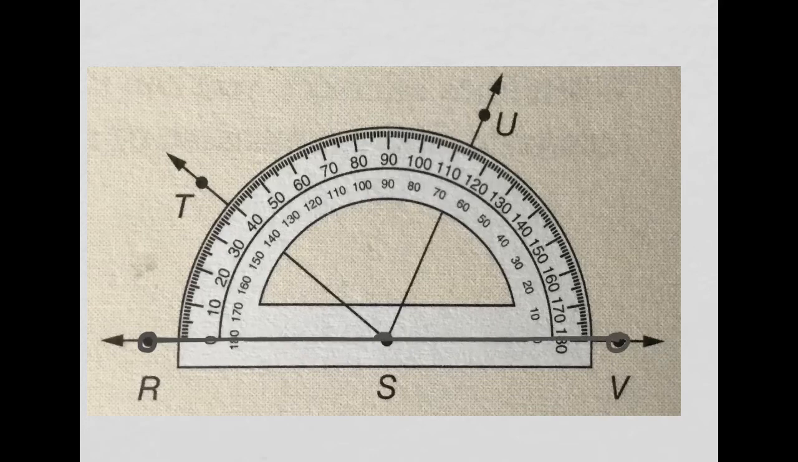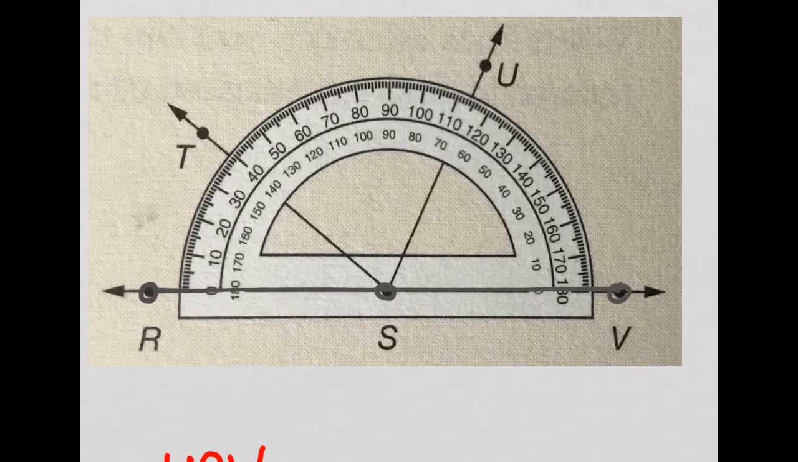Yeah, it's this one right here. Now remember, the vertex or the middle has to be in the center. So we would have to call this angle RSV, where S is in the middle, or you could say angle VSR. That's a straight angle. It adds up to 180 degrees.